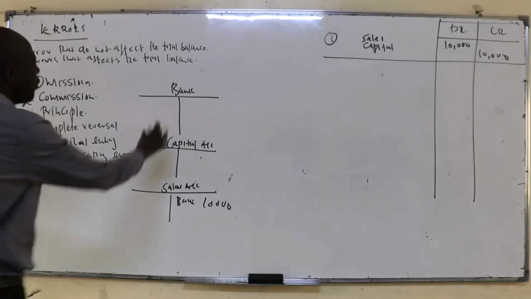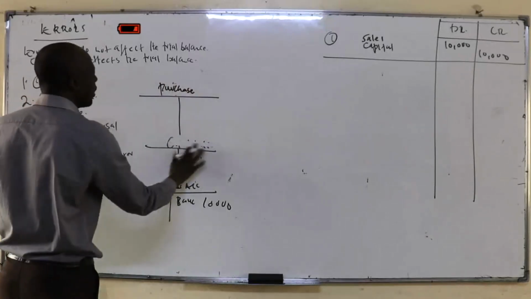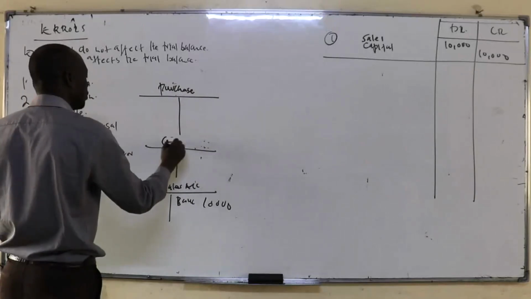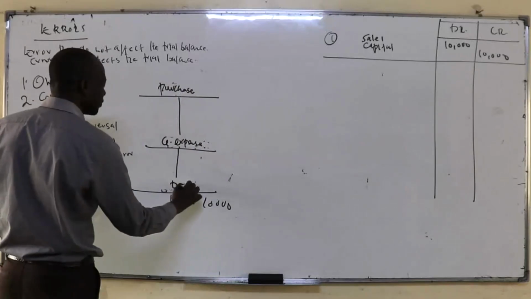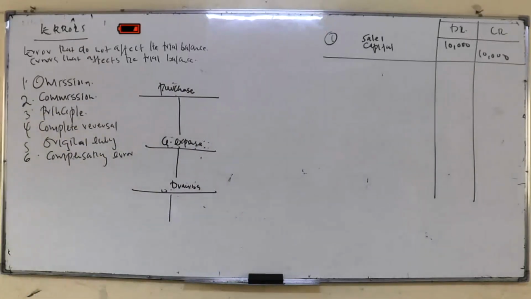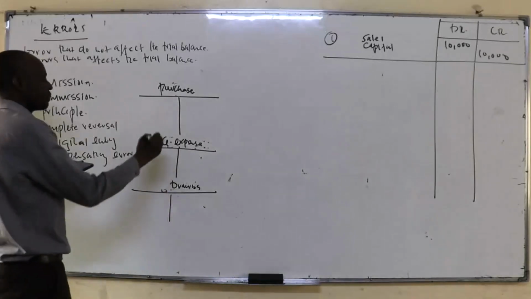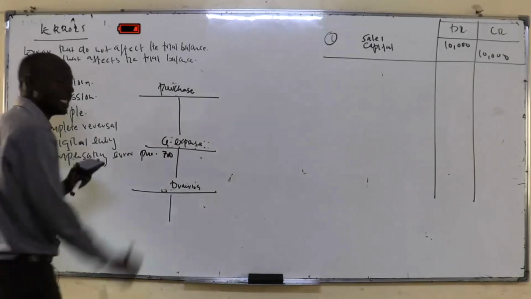So here we have purchases, and then here we have general expense account, and then here we have drawings. So now they took goods for your personal use. The normal double entry is you credit your purchases. Every time you take goods from business for your own personal use, the double entry is you reduce your purchases by crediting it and you debit drawings. So instead of debiting drawings, they debited general expenses by how much? 700. So they said here purchases. That is what they did.